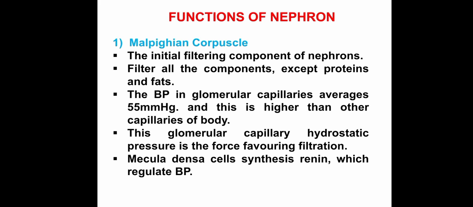They will remain in the blood and they will backflow to the body. So that is the filtering component. The blood pressure in the glomerular capillaries averages 55 millimeters of mercury. In the capillaries, the blood pressure is 55 mm of Hg, and this blood pressure is much higher than the blood pressure which is present in all other capillaries throughout our body.